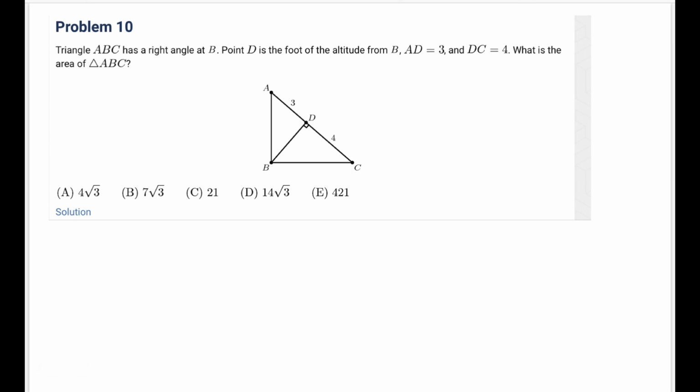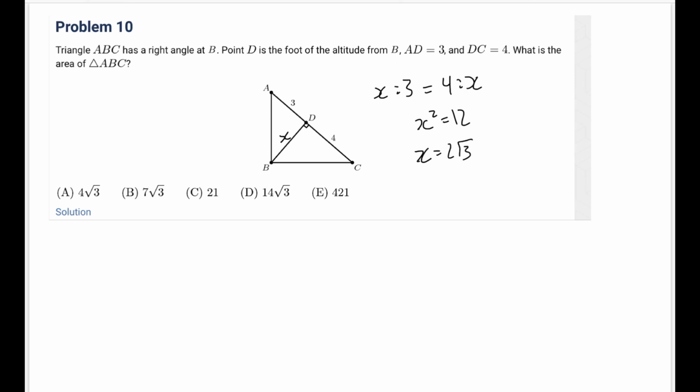Number 10. Triangle ABC has a right angle at B. Point D is the foot of the altitude from B. AD equals 3 and DC equals 4. What is the area of ABC? Okay, so if we say that length BD is X, then this triangle and this triangle are similar, right? So X to 3 equals 4 to X. Okay, so X squared equals 12. So X is 2 root 3.